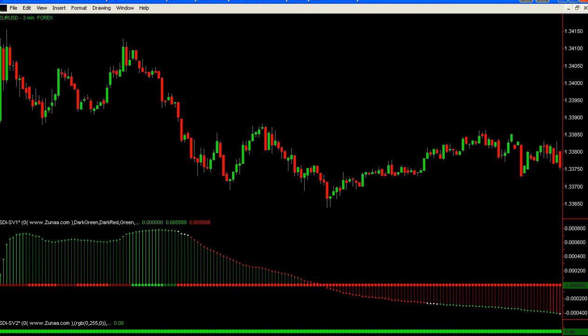Hello everyone. What we have here is the SDI-SV1 and SDI-SV2 indicator, which most of you are going to recognize. They look just like the SDI-1 day trader and SDI-2 swing trader reversal, and it is exactly the same thing. The only difference is that this is designed for markets that do not report volume.